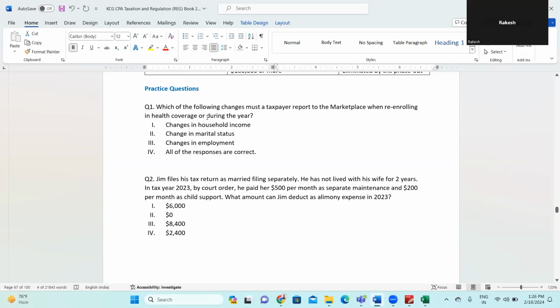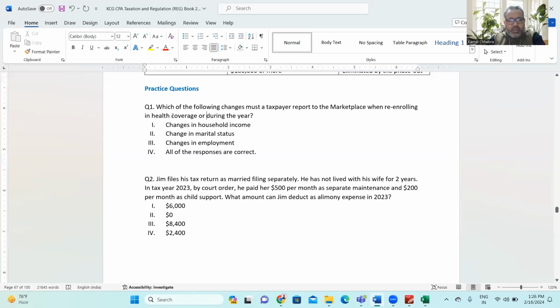I think point number two, changes in marital status. Other than that, that is fine, but I'm still at the question. So why is this "or" required here? Enrolling during the year should be fine, right? Re-enrolling in the healthcare during the year. That's it, right? This "or" is not required, right? There might be a typo error.